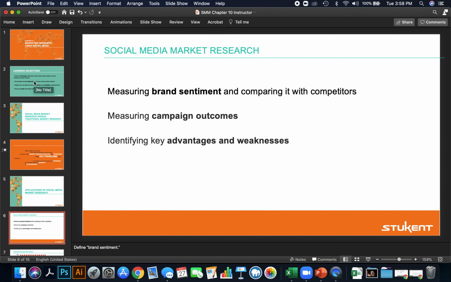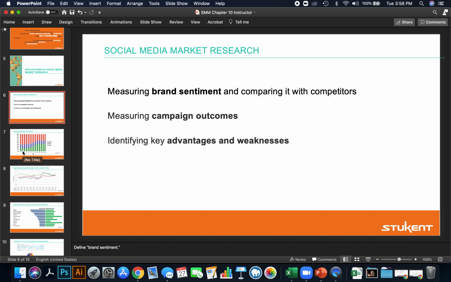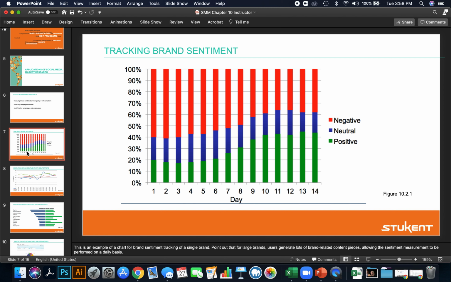So, what is social media market research? Well, we can measure brand sentiment, basically, whether a person feels strongly positively or negatively about something, and compare it with our competitors. We can measure campaign outcomes, and we can identify key advantages and weaknesses based on people talking and conversing in the social media space. Brand sentiment usually has a lot to do with somebody feeling either negative or neutral or positive towards a certain item or product or company.